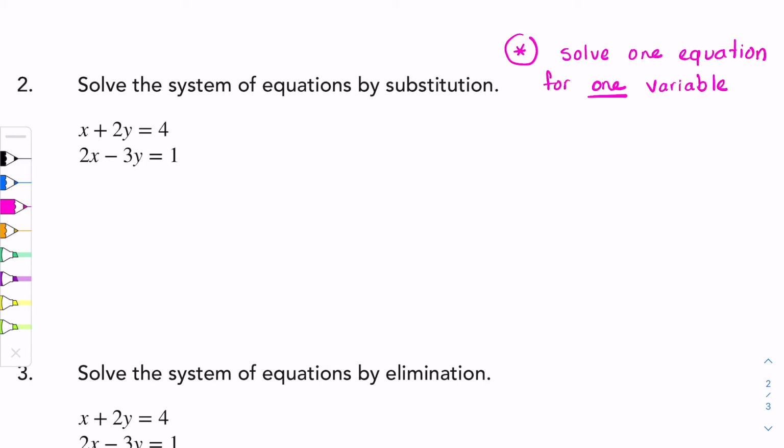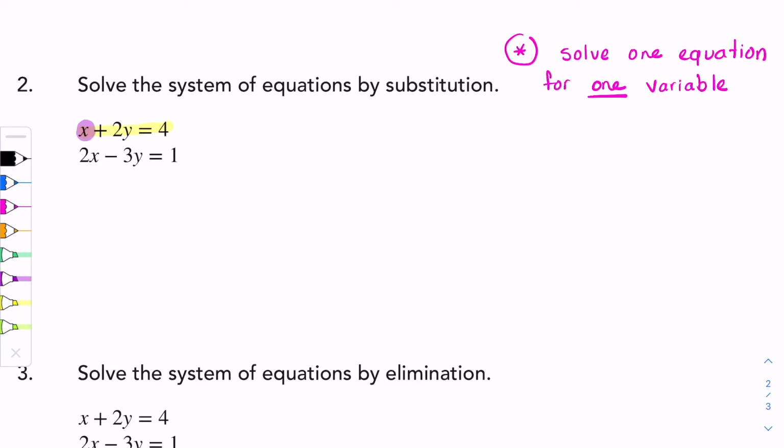So I always say to pick an equation that has the easiest variable to solve for. And for number 2 here, I would say that the first equation, x plus 2y is equal to 4, would be the easiest one to solve for. And specifically, I would solve for x because it is alone. It's not with another number.